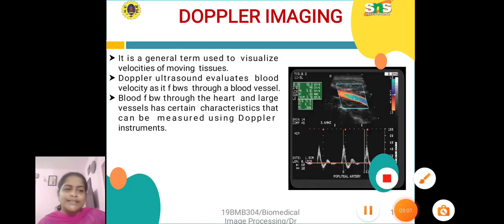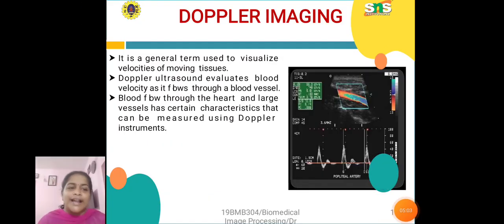What do you mean by Doppler imaging? Doppler imaging is a general term used to visualize velocities of moving tissues. Doppler ultrasound evaluates blood velocity as it flows through a blood vessel. Blood flow through the heart and large vessels has certain characteristics that can be measured using Doppler instruments.